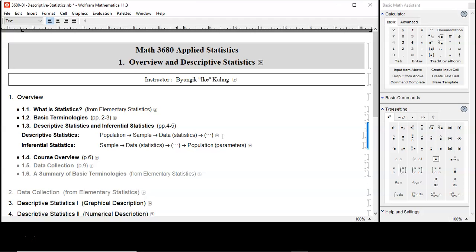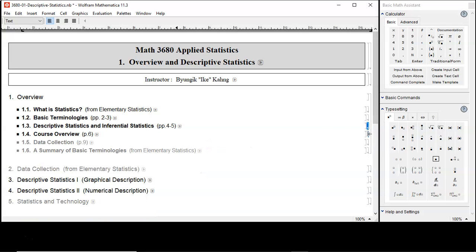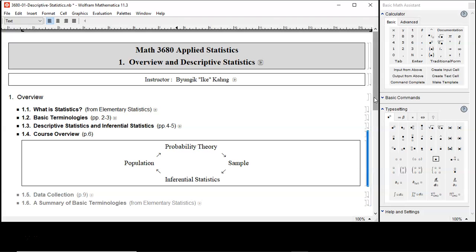Inferential statistics, on the other hand, is backward. From sample, we get data, sample statistics, and we do some mathematics, and then we apply it back to the population, either through estimation or prediction or other kinds of means. Those are inferential statistics. And they can all be summarized like this.